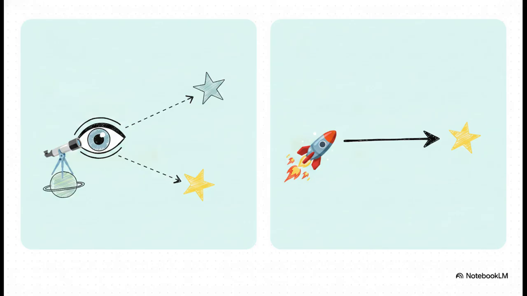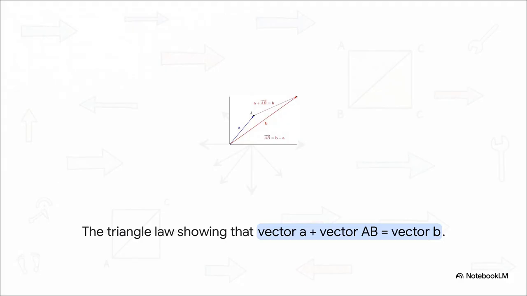To really master vector logic, we have to bridge the gap between those two ideas. And that brings us to the famous triangle law of vector addition. If you trace a path from the origin up to star A and then take a turn over to star B, well, the net result of that journey is exactly the same as if you just shot straight from the origin directly to star B. In math terms, vector A plus vector AB equals vector B. You might be taking different paths, but your destination is mathematically identical.